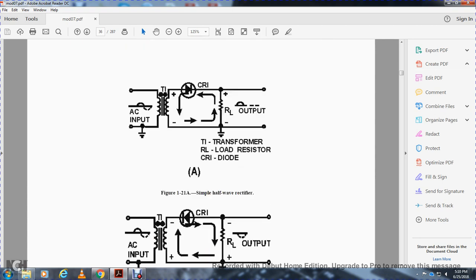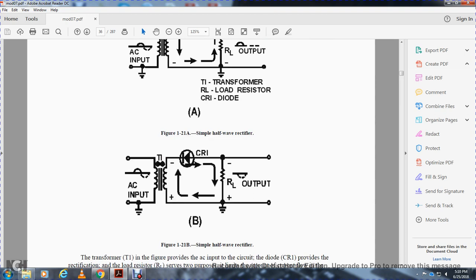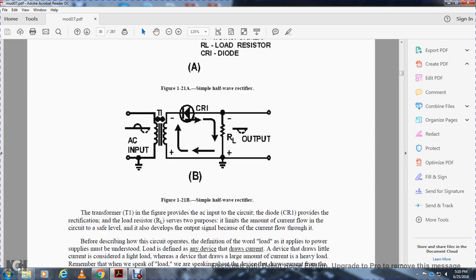Figure 121A, simple half-wave rectifier. You have your fuse, AC input, transformer, iron core, your crystal rectifier, and your resistive load with the output wave. Symbol: half-wave rectifier, positive and negative.